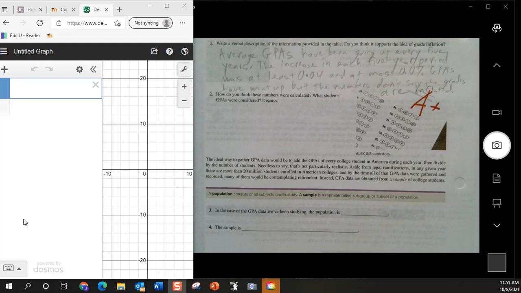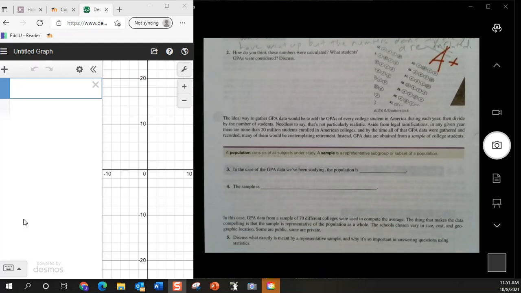It says the ideal way to gather GPA data would be to add the GPAs of every college student in America during each year, then divide by the number of students. Needless to say, that's not particularly realistic. Aside from legal ramifications, in any given year, there are more than 20 million students enrolled in American colleges. And by the time all that GPA data were gathered and recorded, many of them would be contemplating retirement. Instead, GPA data are obtained from a sample of college students.